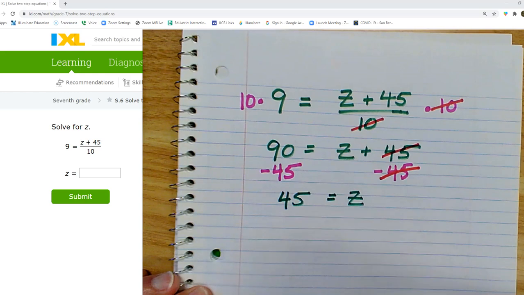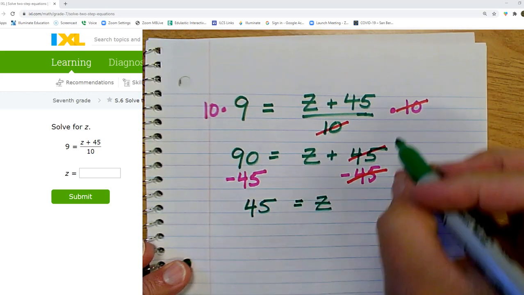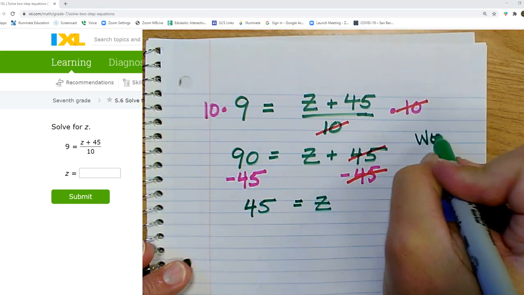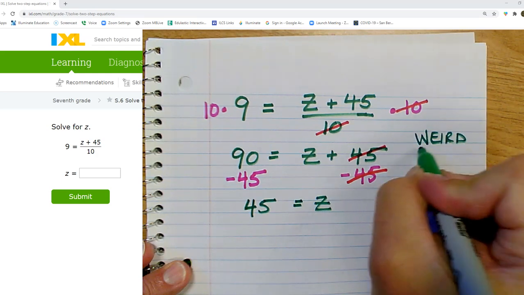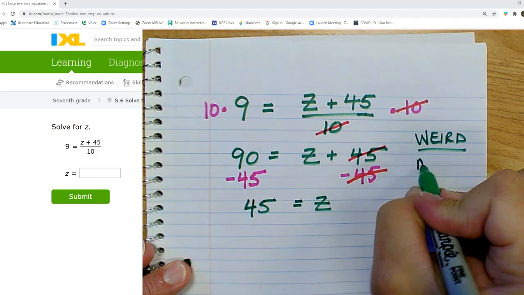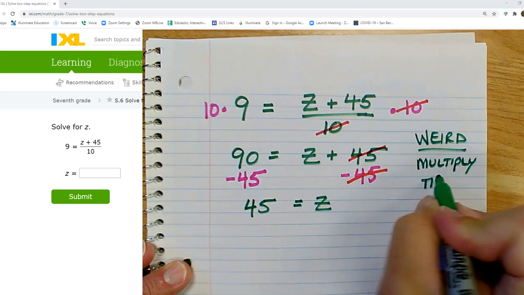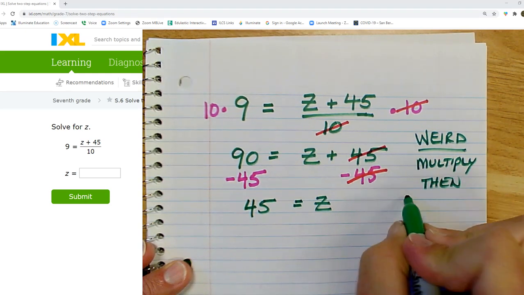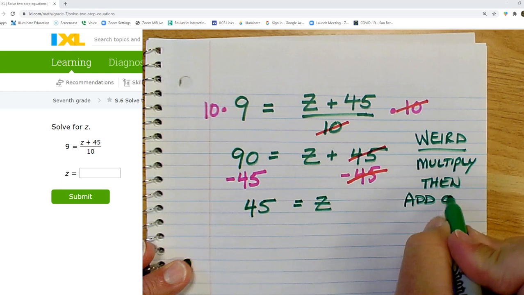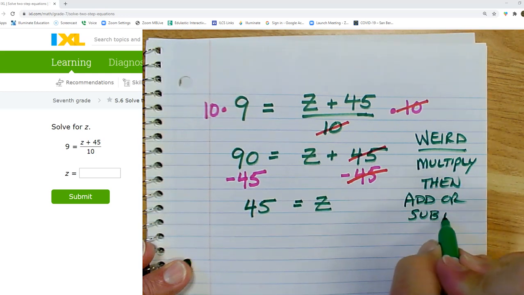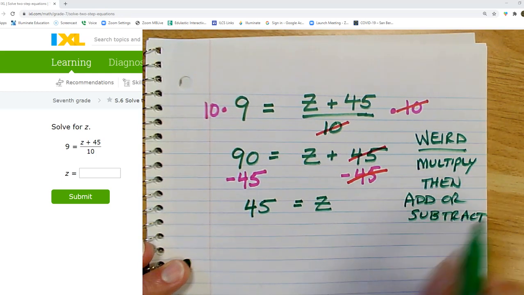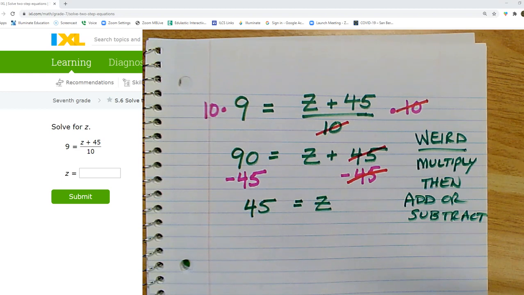So this is the one weird case. Multiply, then add or subtract. And I already gave you the magic word for this one. It was IXL. And I think that's the last part of that.